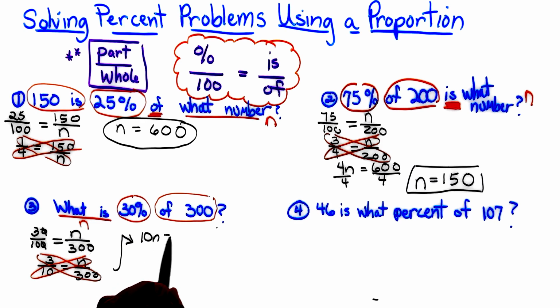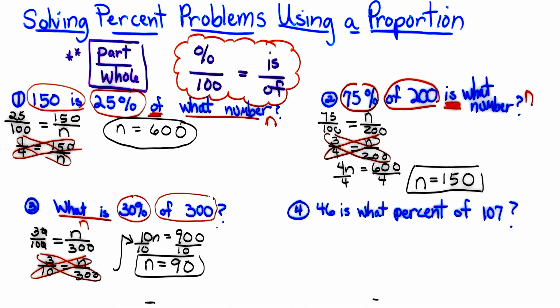10n is equal to 3 times 300 is 900. I'm dividing both sides by 10, and I end up with n is equal to 90. So the number we were looking for was 90.